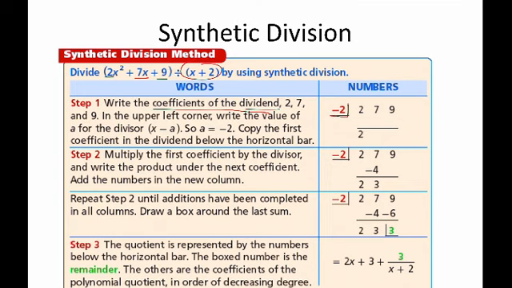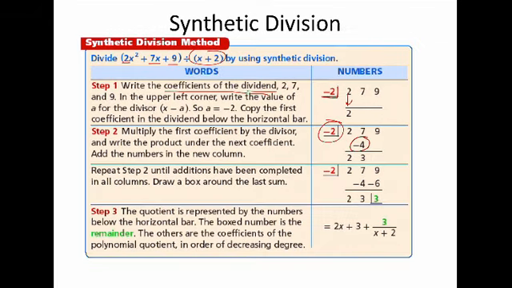Now, the process that we're going to repeat over and over is multiply, add, multiply, add. So again, we drop that first number down, and we're going to multiply that by negative 2. You're always going to multiply by what's in the box in the upper left, and you're going to get negative 4, and we're going to put it there. Then we're going to add those two numbers, so 7 plus negative 4 gives us 3, and then we're going to multiply that by negative 2 to give us negative 6. And we're going to add that 9 and the negative 6, and we end up with a remainder of 3.